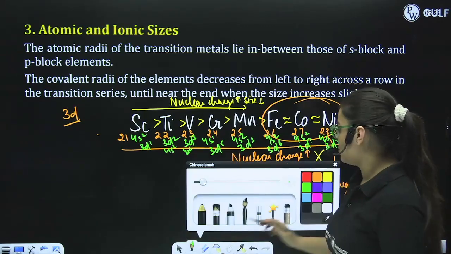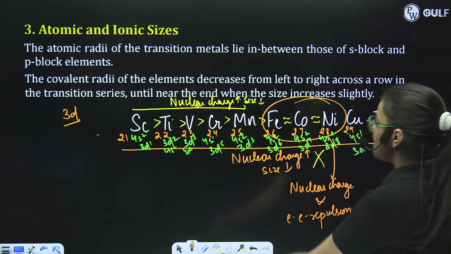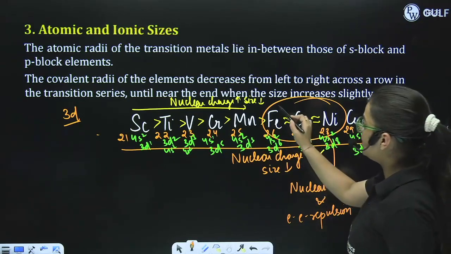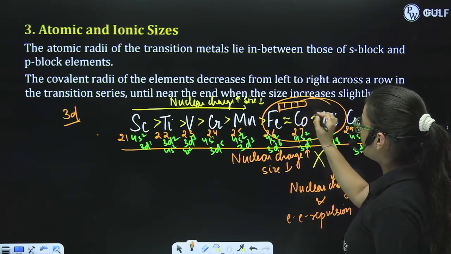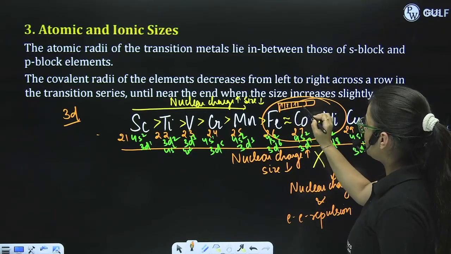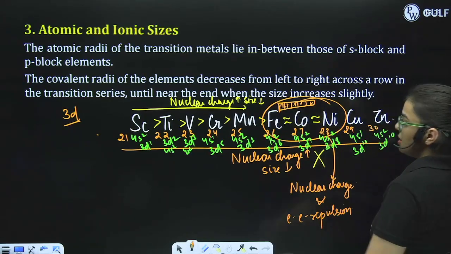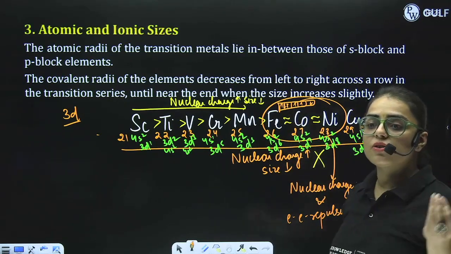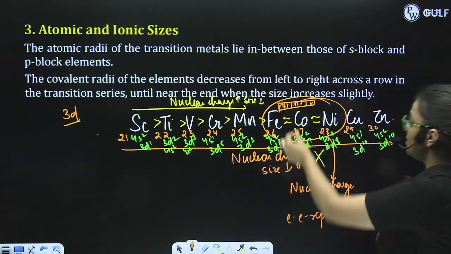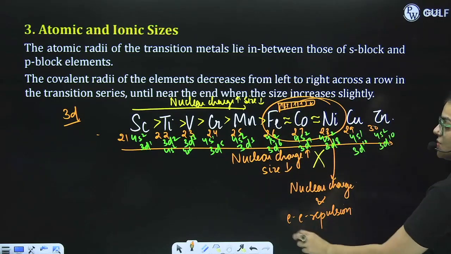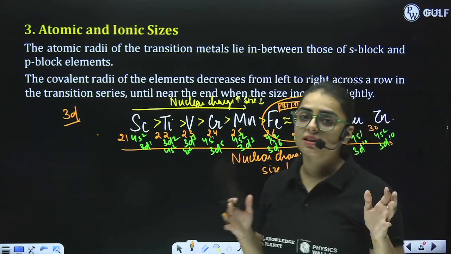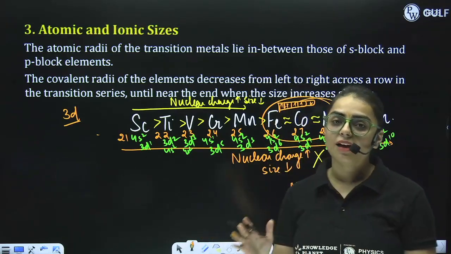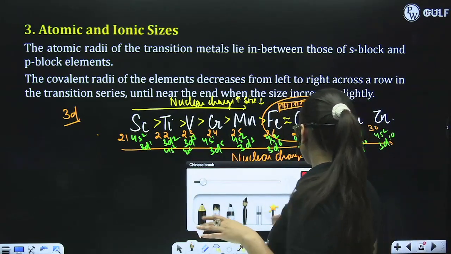So now observe, students, what happens over here. As you see in iron, cobalt and nickel, it is 3d6 configuration. That means 1, 2, 3, 4, 5 and now 6. That means electron repulsion is now going to increase because here repulsion will occur. So nuclear charge and electronic repulsion, both factors are going to take place, due to which they will have equal size.